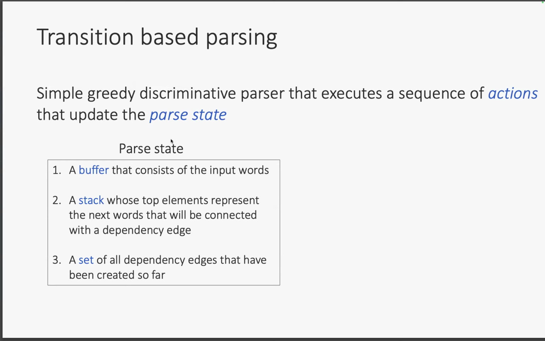The parse state is going to consist of three things: buffer, stack, and set of actions. A buffer will initially consist of all the input words we have. The stack will be a structure whose top two elements are going to represent the next words that can be connected with a dependency edge. And then the set of actions is a set of all dependency edges that have been created so far. So this is our parse state that's going to be iteratively changed.